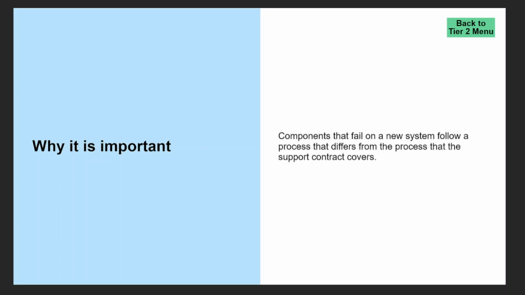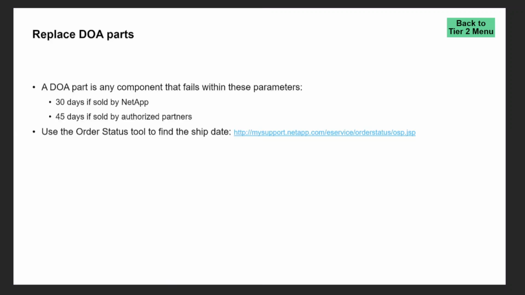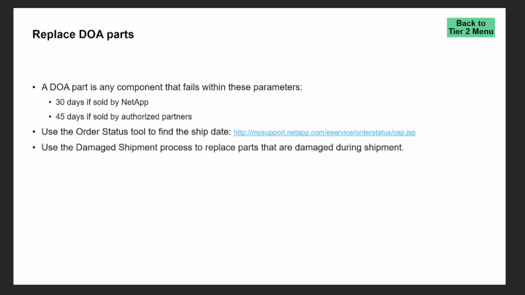Understanding the difference between the RMA and DOA processes is necessary to set expectations for the time that's needed to repair the new system and to finish the installation and configuration processes. For quality control purposes, NetApp considers any component failures within 30 days after the customer ship date for NetApp direct sales, or 45 days for OEM or reseller sales, as DOA. The purpose of classifying a component as DOA is to identify manufacturing or shipping defects. If a component is damaged during shipping, use a separate damaged shipment process to manage the incident.